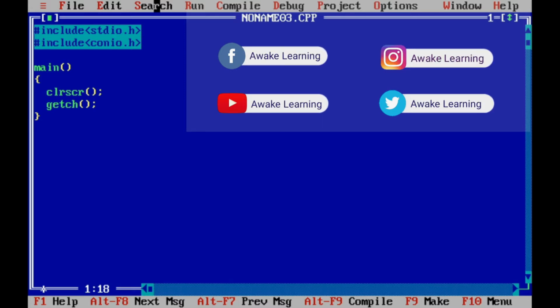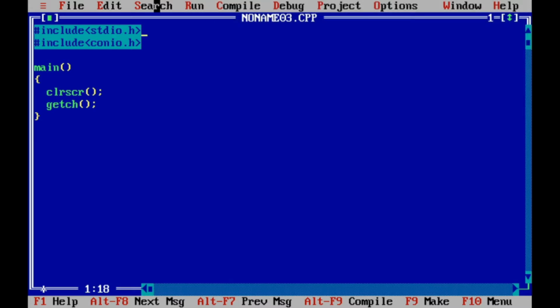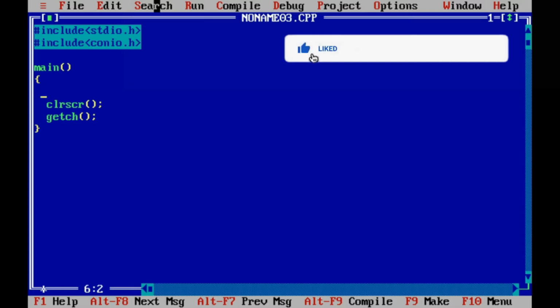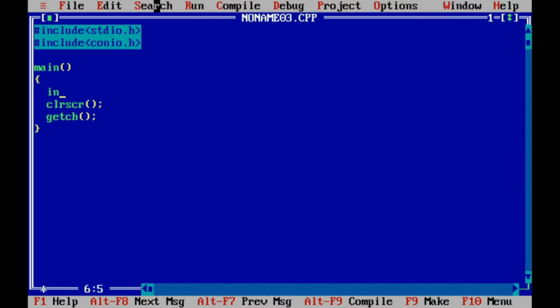In the last lecture we have completed arithmetic operators: plus, minus, multiplication and division. Today we will continue with the arithmetic operator modulo. For that we are declaring three variables A, B and C.